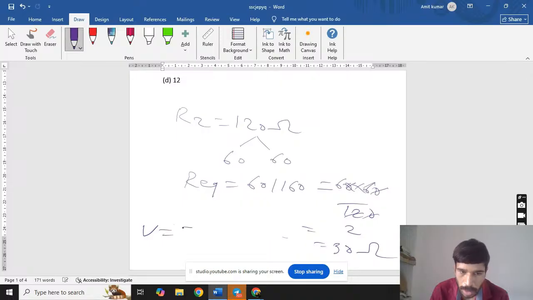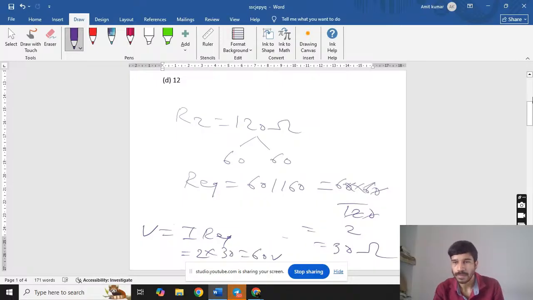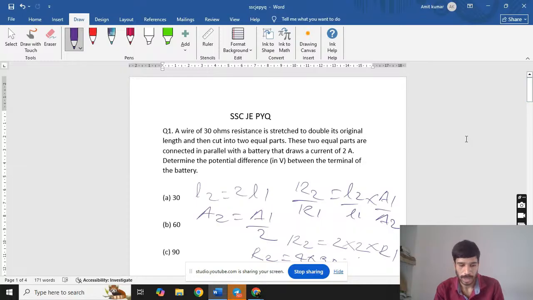And we have to calculate potential difference across the battery. V is equal to I into R equivalent. I is given, 2 into 30, that is 60 volt. Option B is correct.